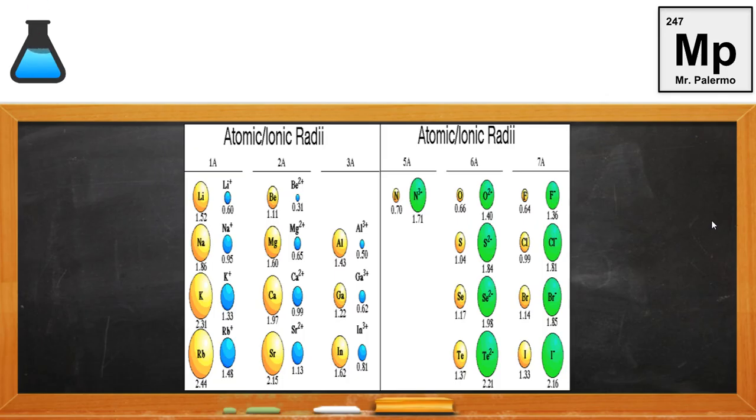So looking at an overall view here, for our metals left of the staircase, we see that the atoms are larger than the ions because the ions have lost electrons. And for the nonmetals to the right of the staircase, you see that the ions in green are larger than the atoms because the ions have gained electrons.